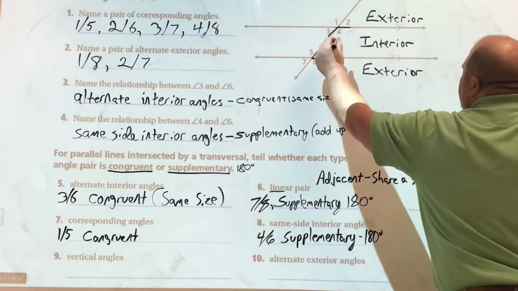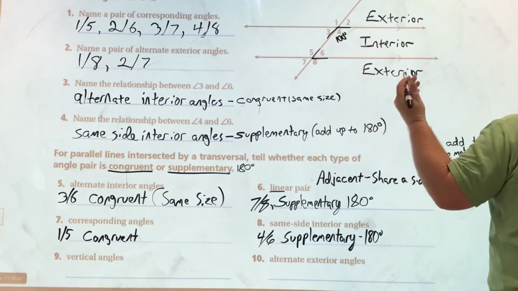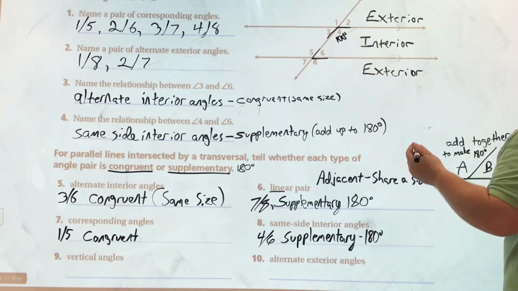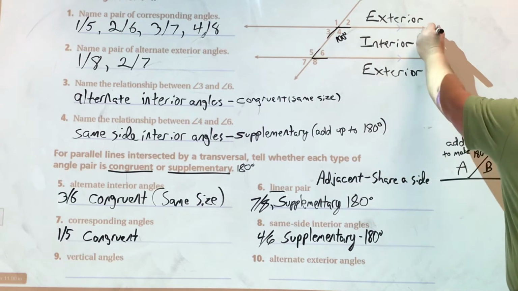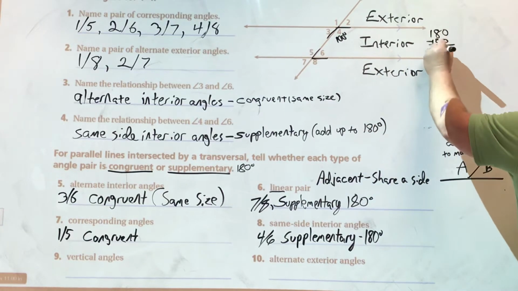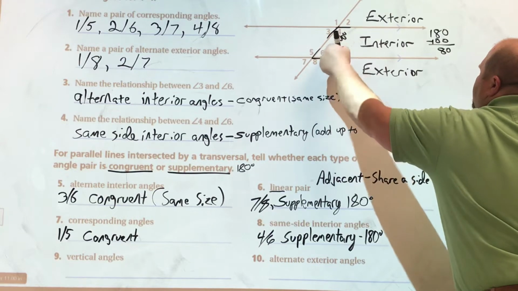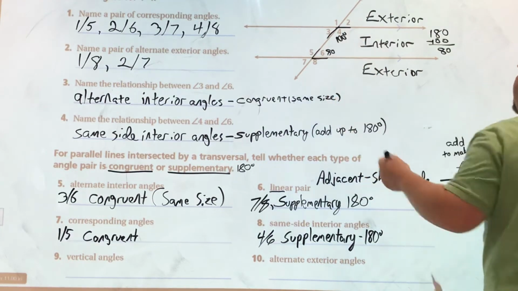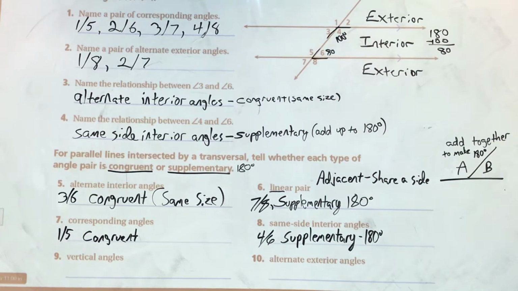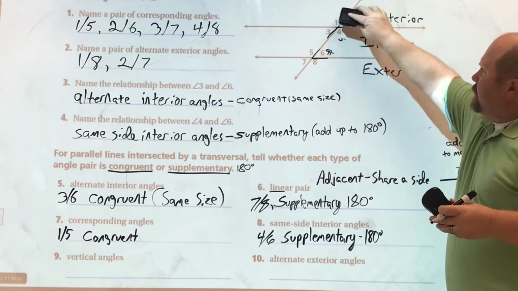So if I was to tell you that angle 4 is 100 degrees, then you would know, okay, well 4 and 6 make 180 together. So if you did 180 and you took away the 100 that you do know, the 80 that's left over would have to be angle 6, because together these two have to be 180 together, combined. So that's useful information, once again, when you're solving problems.